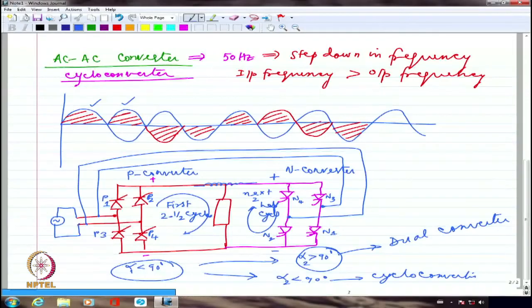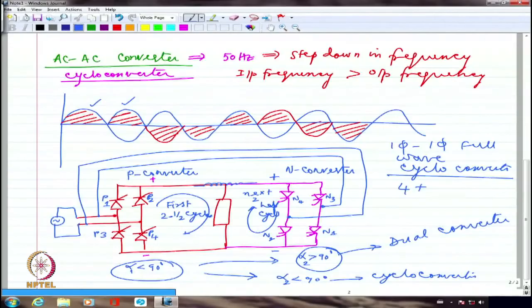So when I use a fully controlled converter, even single phase to single phase conversion will require 4 plus 4, at least 8 devices. You get my point? So if I want single phase to single phase full wave cycloconverter, I will require 4 plus 4, 8 devices minimum. I will require at least 8 devices. Only then I will be able to do full wave to full wave.